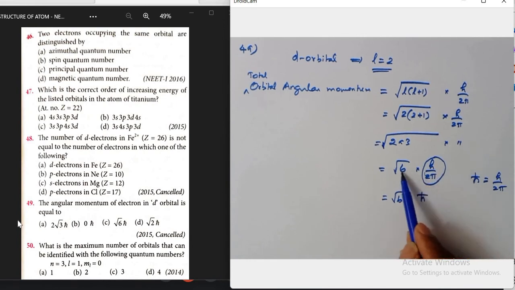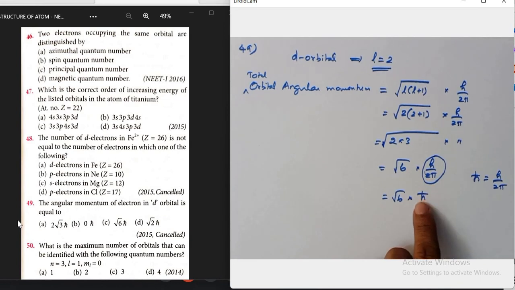And you cannot cancel these 2. If you want to cancel, you have to bring 1 by 2 inside the square root. But in this question, all options have h cross. H by 2 pi is nothing but h cross, so you should not disturb this one. That's all.